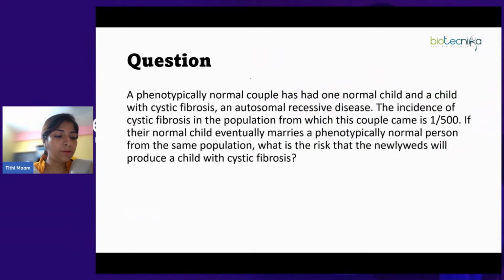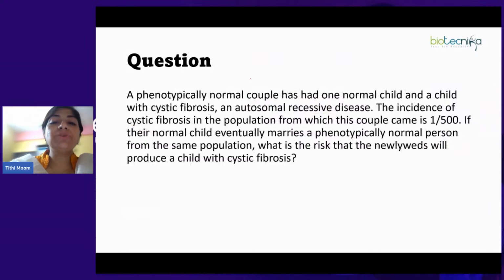A phenotypically normal couple has had one normal child and a child with cystic fibrosis, an autosomal recessive disease. The incidence of cystic fibrosis in the population from which this couple came is 1 by 500. If their normal child eventually marries a phenotypically normal person from the same population, what is the risk that the newlyweds will produce a child with cystic fibrosis?